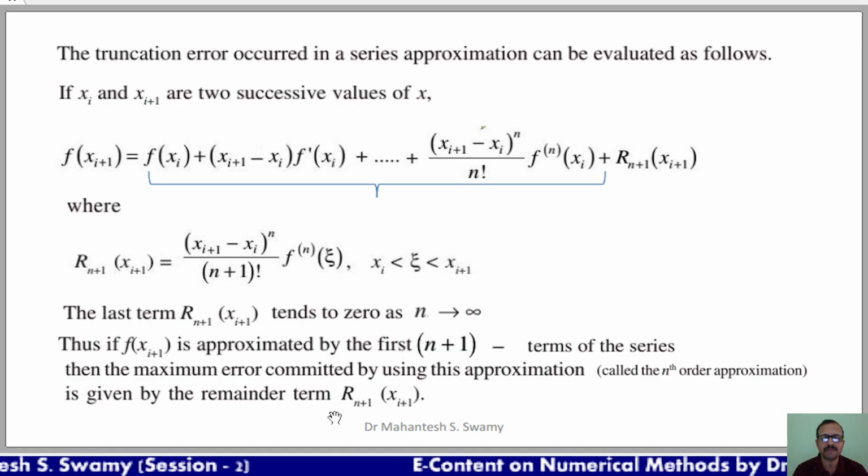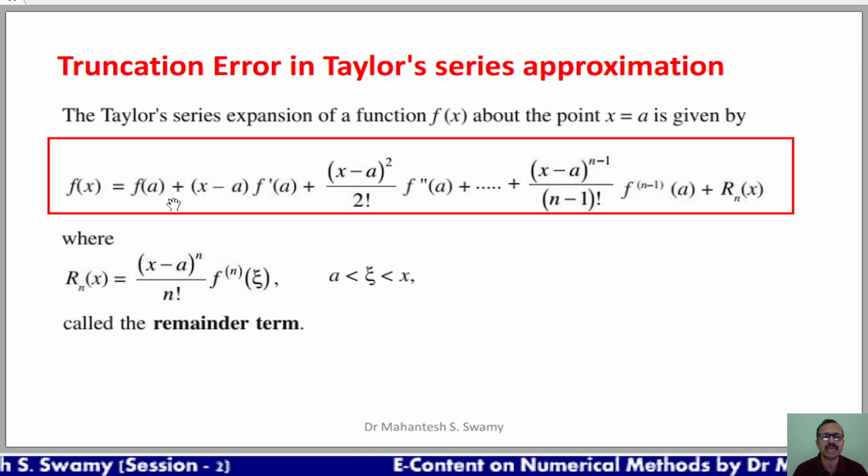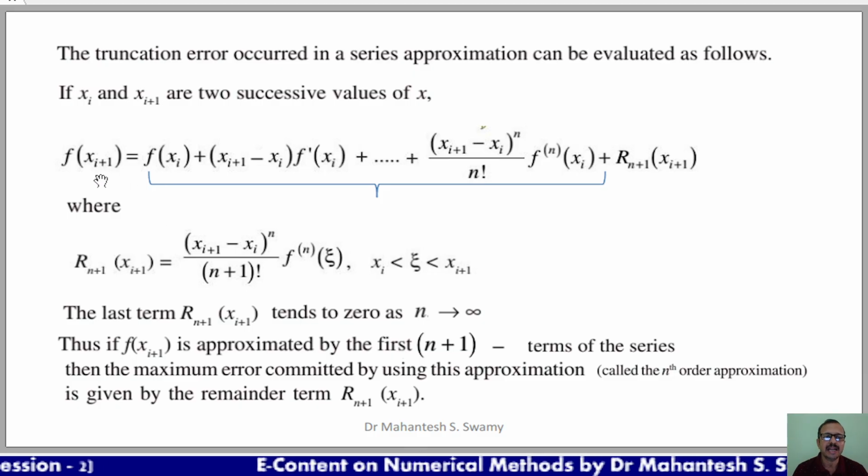See, in the previous definition of Taylor series expansion, we have taken the point a, which is a neighboring point of x. So instead of x and a, we can consider xi and xi plus 1. So x is replaced by xi, a is replaced by xi, and x is replaced by its neighboring point xi plus 1. So f of xi plus 1, this is just like x, this is just like a. So x minus a, that is nothing but xi plus 1 minus xi.